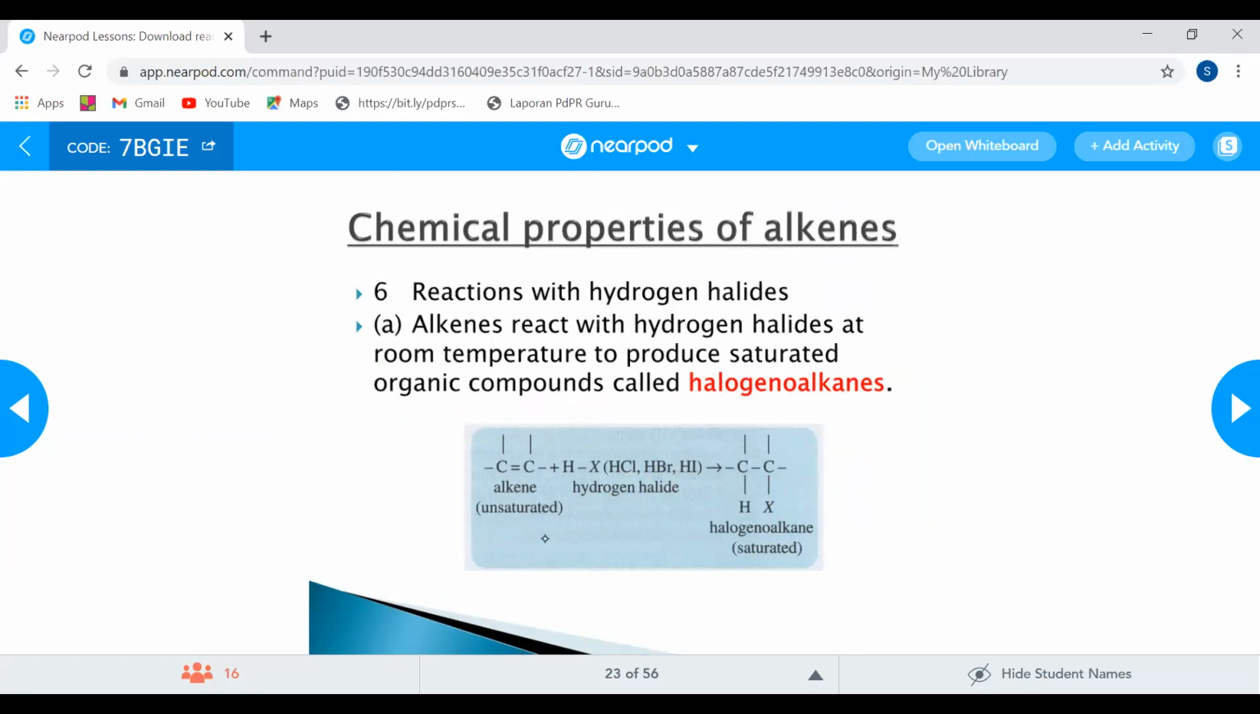The concept is the same. The first thing that you do is you always break the bond. The second thing, you take one hydrogen and put it in one carbon, and the second one, the halide, you put in the second carbon.